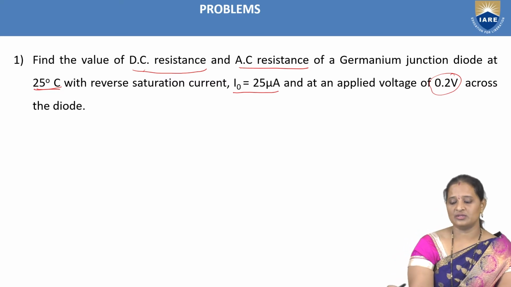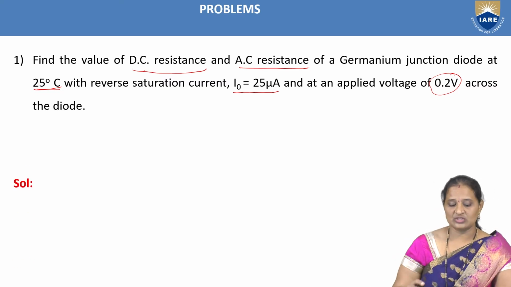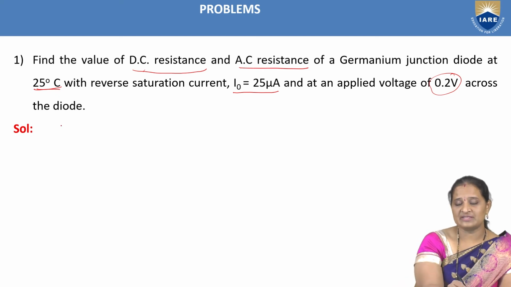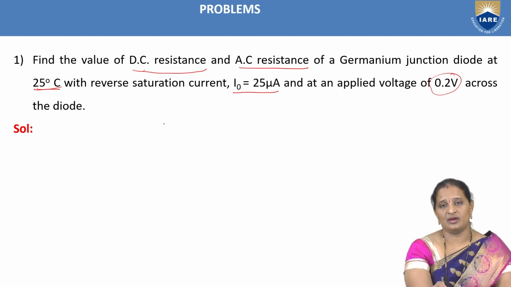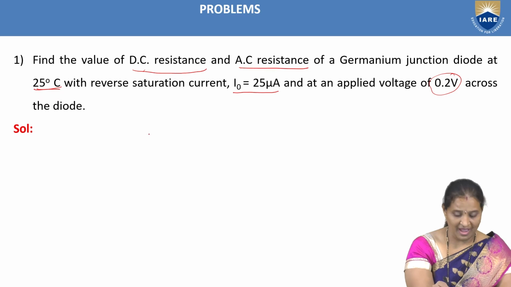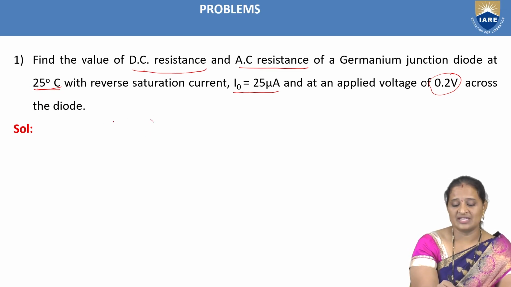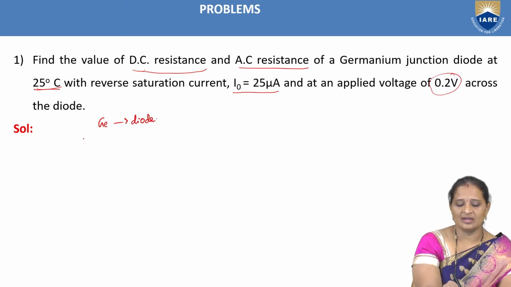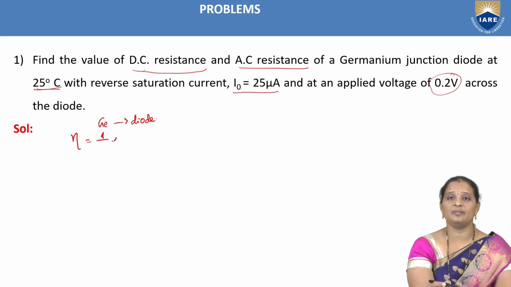So we are now coming to the solution here. First, list all the values given. The first is that the diode is a germanium diode. As I told you, for a germanium diode, the eta value is considered to be 1.